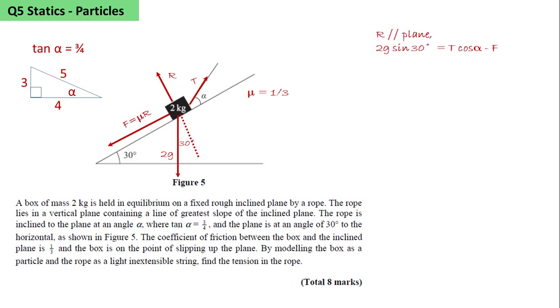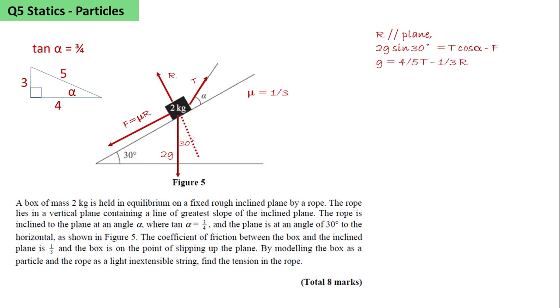Resolving forces along the plane, we can see that the component of the weight, 2g sine theta, will equal the tension T cos alpha minus the friction. Into this we substitute a half for sine 30, we substitute 4/5 for cos alpha, and we substitute 1/3 R for F.